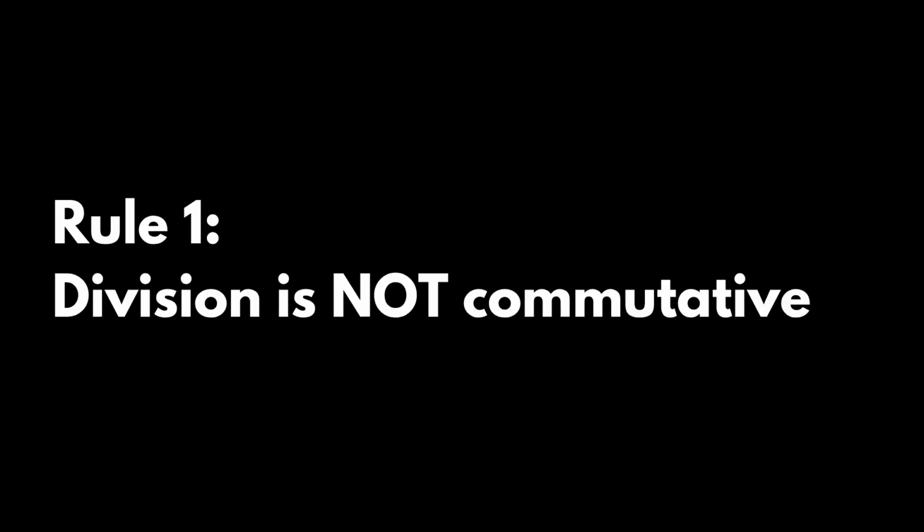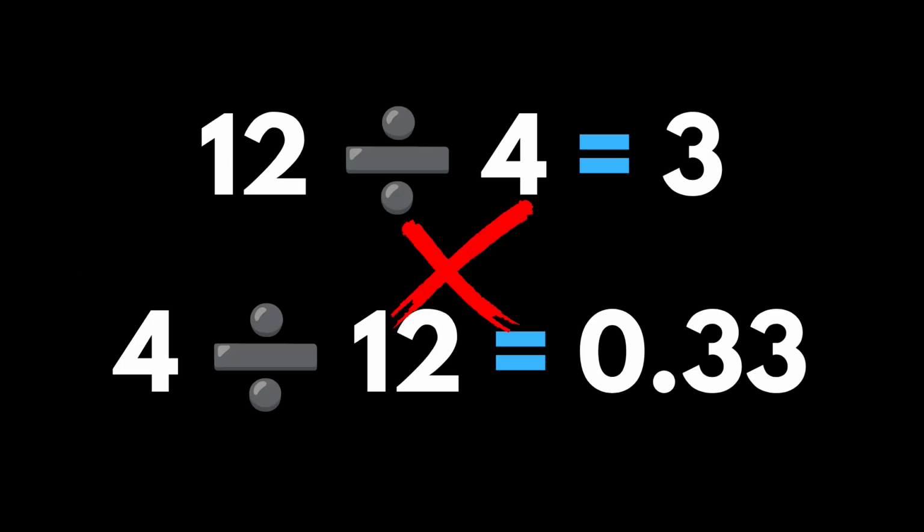So just like subtraction, division has some important rules that separate it from addition and multiplication. 4 rules you need to know. Rule 1. Division is not commutative. The order absolutely matters. 12 divided by 4 is 3, but 4 divided by 12 is not 3. It's a fraction. Completely different answer. The dividend always goes first. The divisor always goes second.